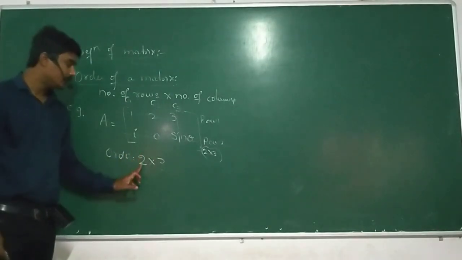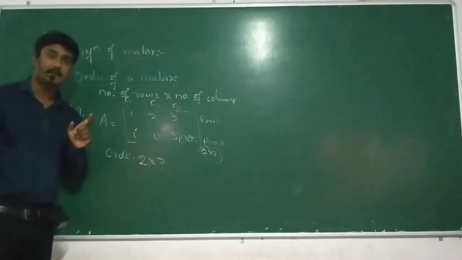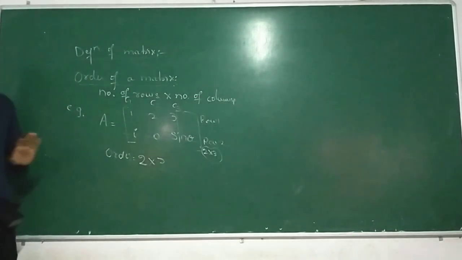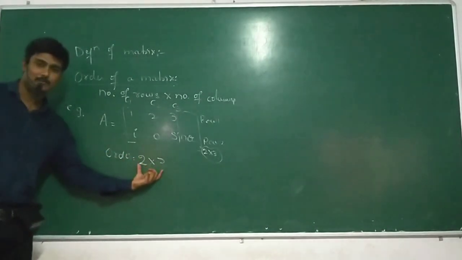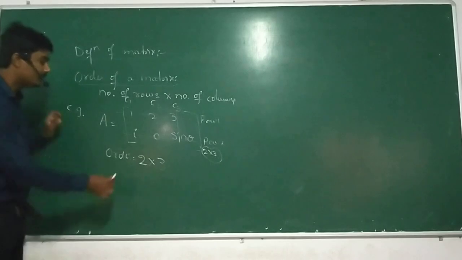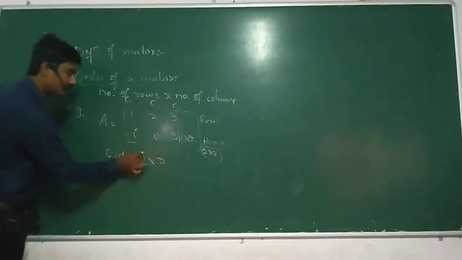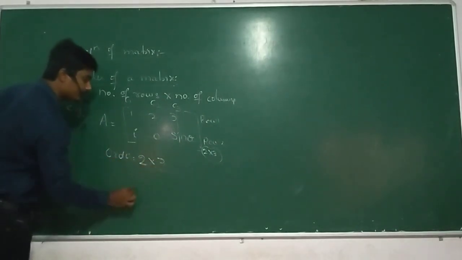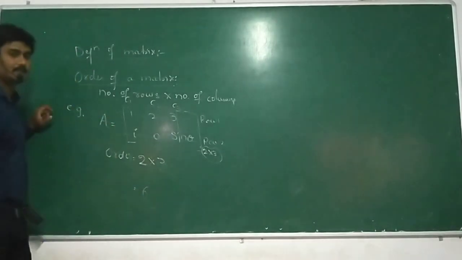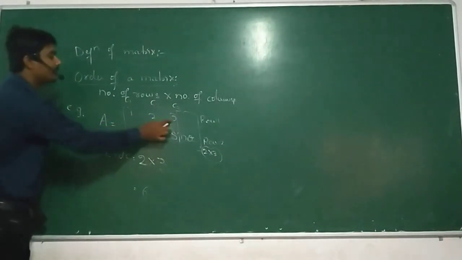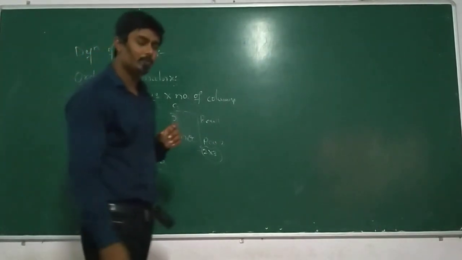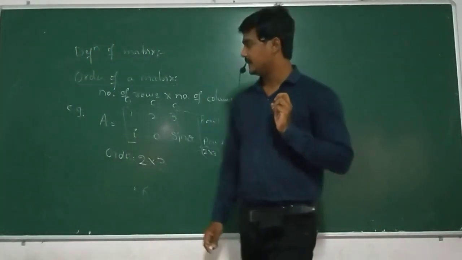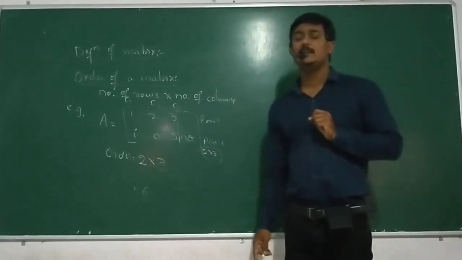So if I know the order of a matrix, as I had mentioned earlier, we can tell how many elements are present in the matrix. What we need to do? Just multiply these two numbers, right? So here there are 2 rows, 3 columns. Multiply these two numbers, what do you get? You get the answer as 6. So in this matrix totally how many elements are present? 6 elements are present.